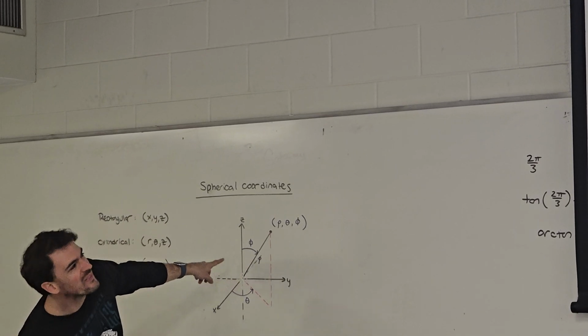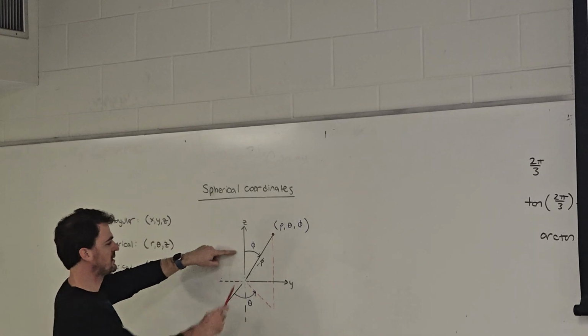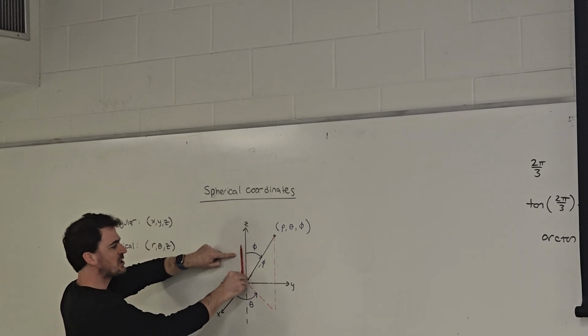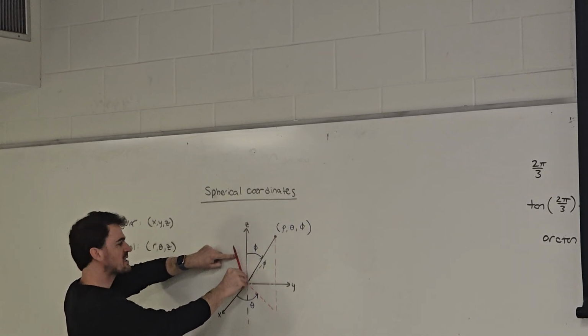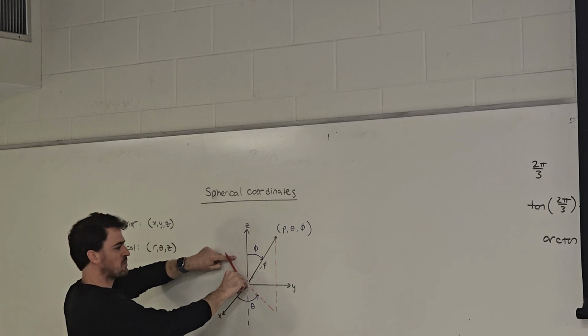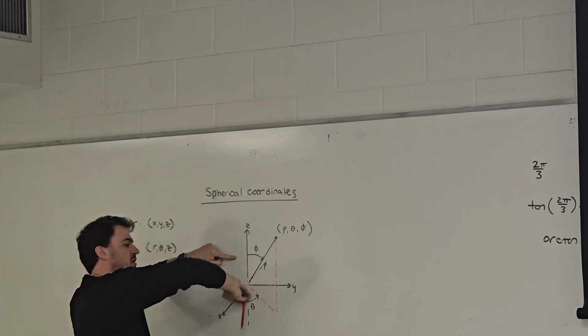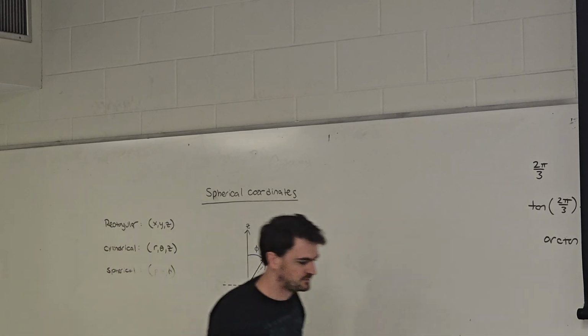Now I have a positive z-coordinate. That means I'm going to get an acute angle. So it is going to be pi over 4, as opposed to sweeping all the way around and coming out here to get 5 pi over 4.